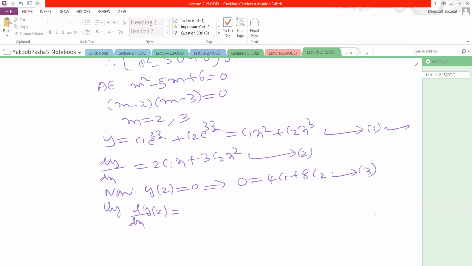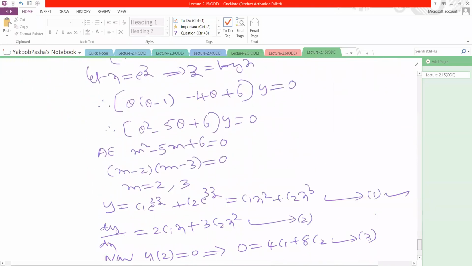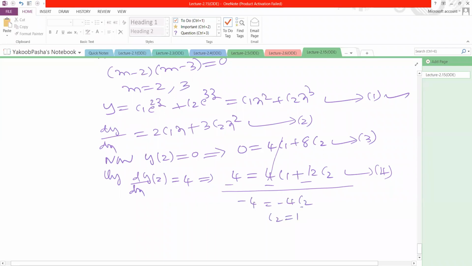Second boundary condition is dy by dx of 2 equal to 4. That means 4 is equal to, applying now in equation number 2, that is 4c1 plus 4 into 3, 12c2. Okay, this is equation number 4. Now solve these two equations. This is minus and the minus. 4c1 will be cancelled. Now minus 4 is equal to minus 4c2, c2 is equal to 1.